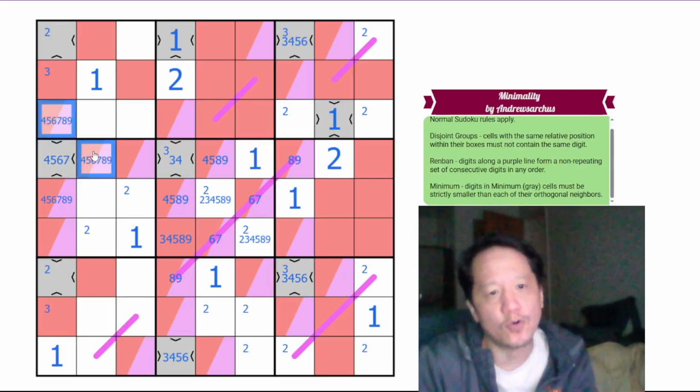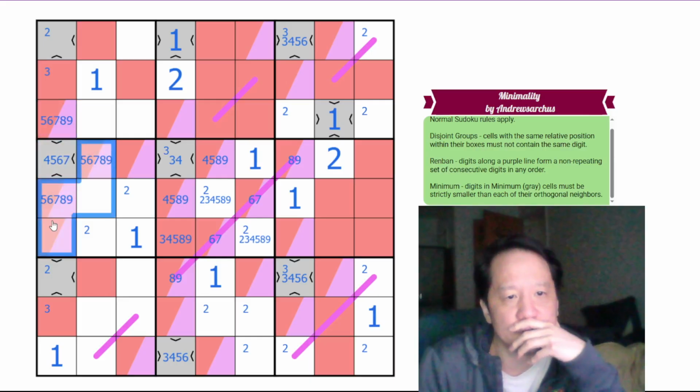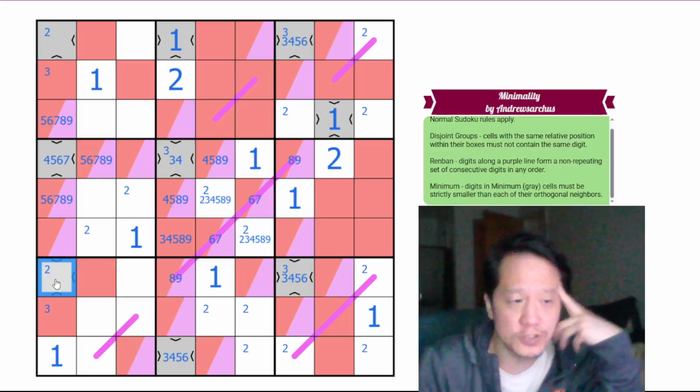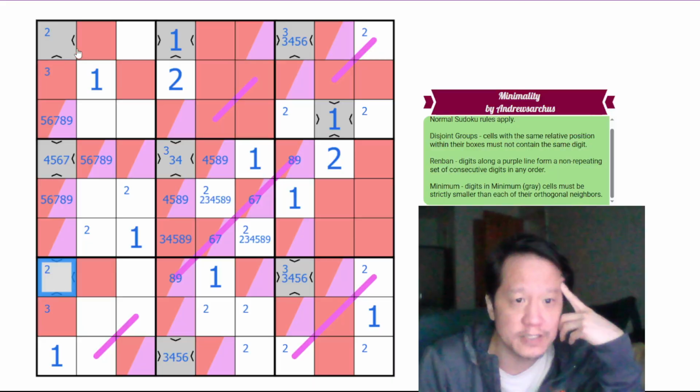So this is 4, which means this cannot be 4 next to it. It's 4, 5, 6, or 7, right? So one of these is 2. And then the 3 has to be next to it. That's interesting.